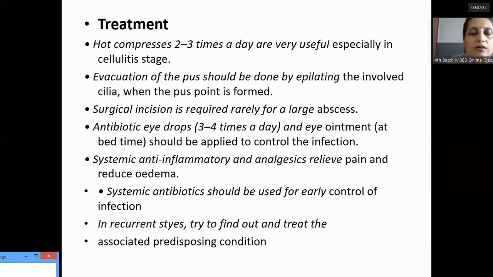The most common, or most fearful, complication is orbital cellulitis. So always thinking about orbital cellulitis, you should treat this condition.